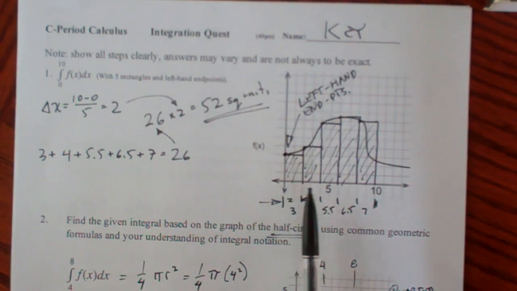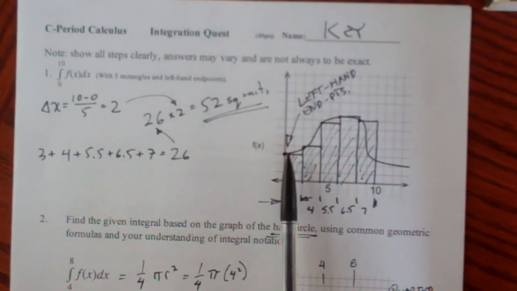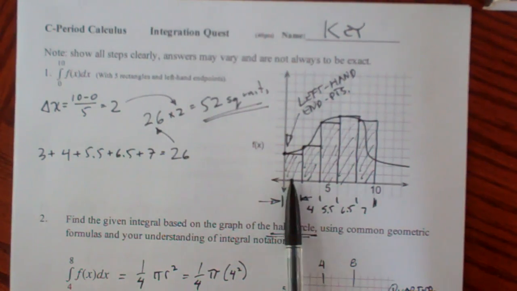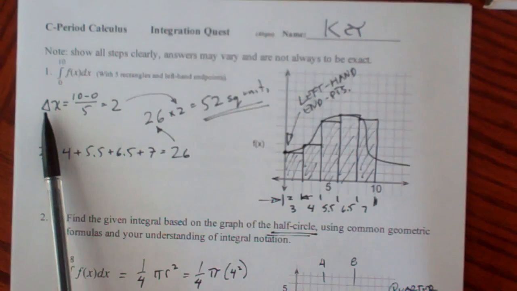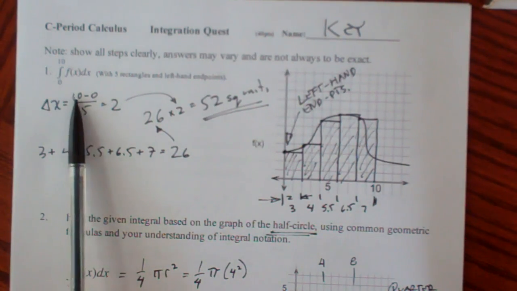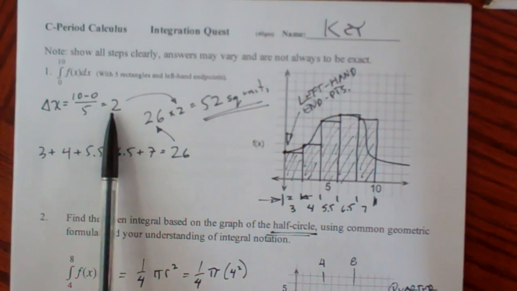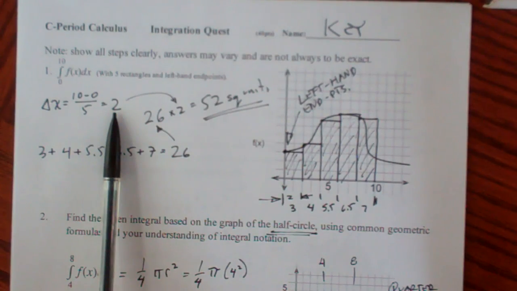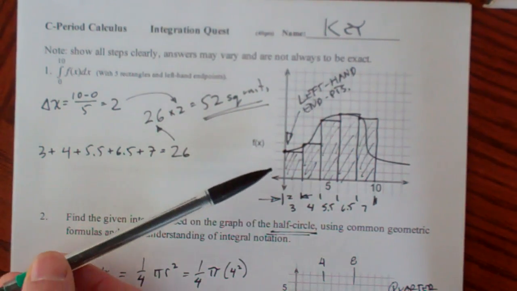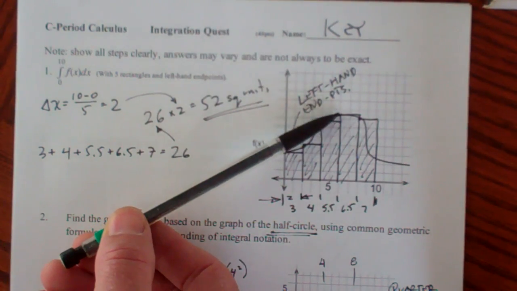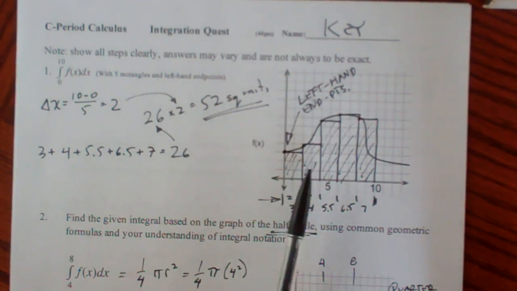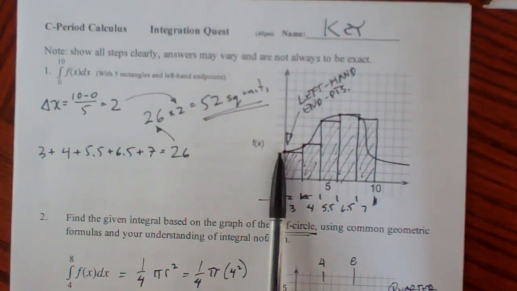When you're going from 0 to 10 and you're breaking it into 5 rectangles, that's going to be a spacing of 2 units every rectangle. You find that very simply by just thinking about your starting and your ending point and dividing by how many rectangles, and that gives you your width of 2. So you need only to find the left-hand heights, the function at that left-hand point, and I've done that now. You just use your best guess counting squares.